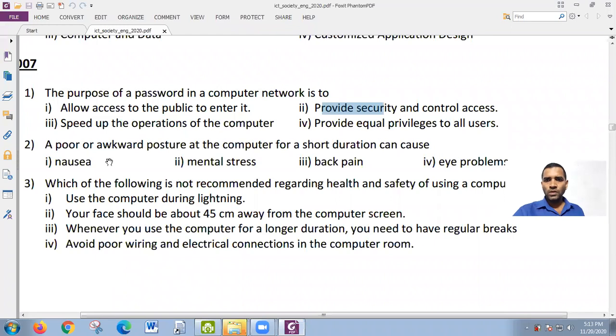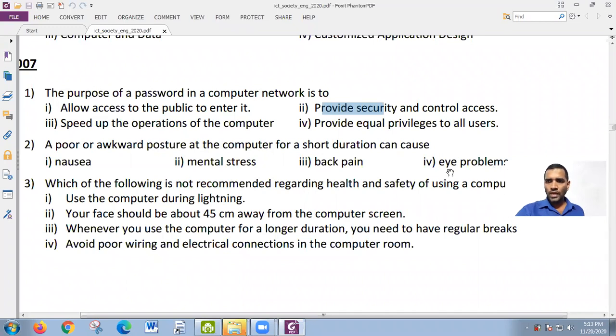Second, a poor or awkward posture at the computer for a short duration can cause, right? A poor or awkward posture means it's not a good posture, at the computer for a short duration. It is not for a long duration, for a short duration can cause, what is it?